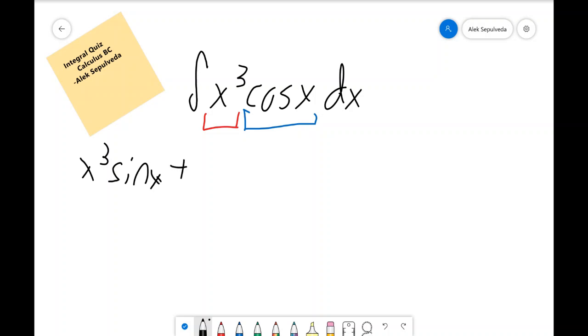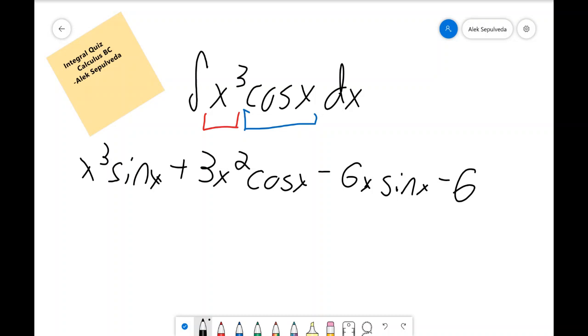Then we're going to add 3x squared, because the integral of sine of x is going to be negative cosine of x. We're going to subtract 6x, integral of cosine, which is only sine, will allow this subtraction to occur. Then another subtraction, 3 multiplied times 6 cosine of x. Of course, can't forget our constant.